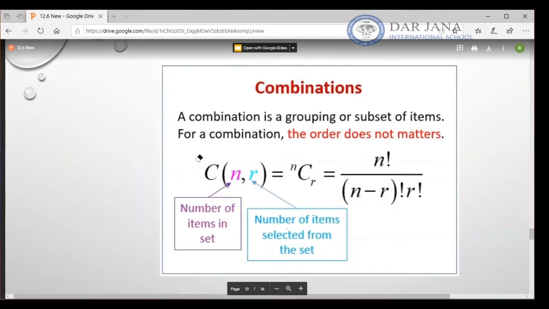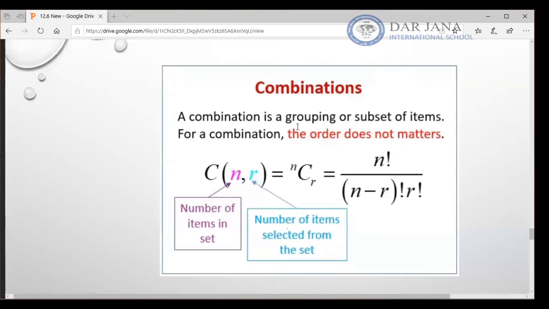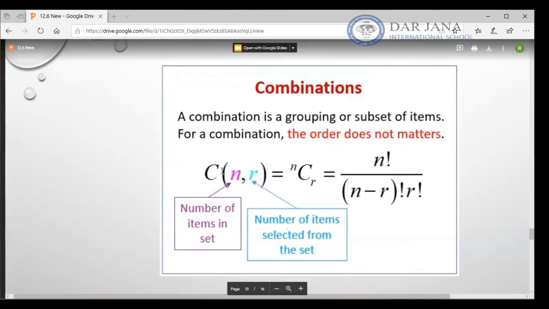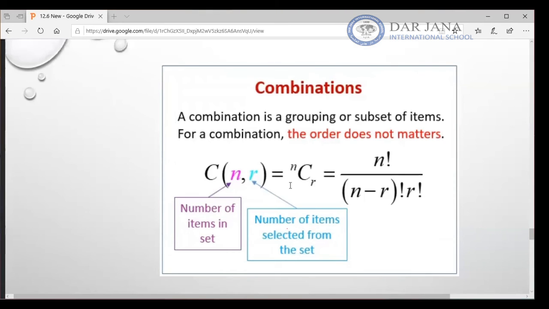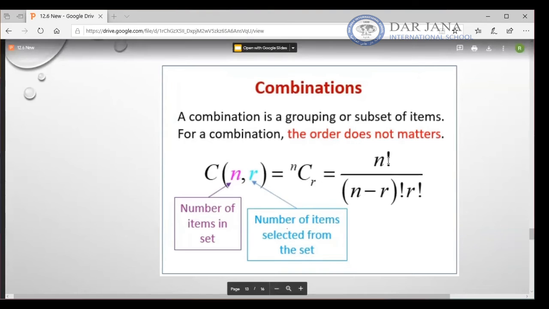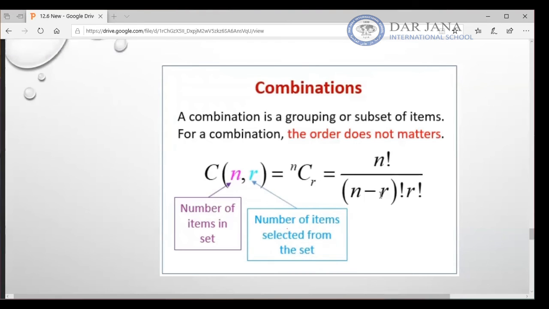Okay. Combination is a grouping or subset of items where order does not matter. I'm going to repeat, the order does not matter. It's going to be combination nCr. n is the number of items in a set, and r is the number of items selected from the set. So nCr will be n factorial over (n minus r) factorial times r factorial.